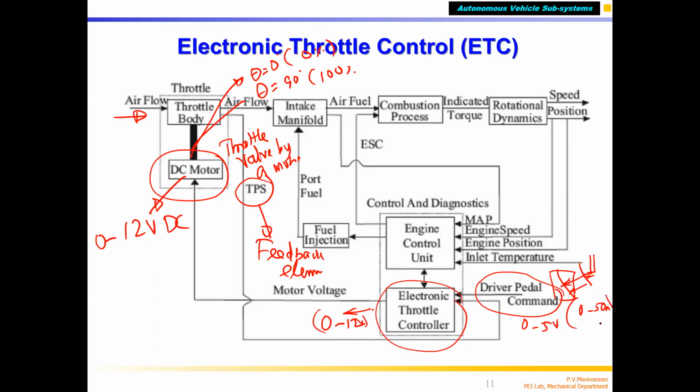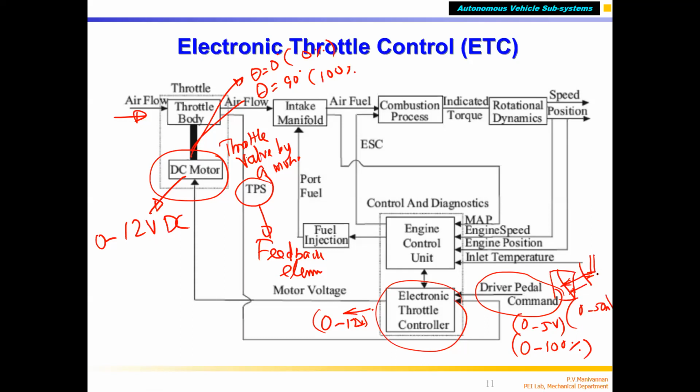So you can see that the throttle command of 0 to 5 volts is nothing but 0 to 100% throttle. Correct? The command signal is very simple. This functional diagram shows how the command structure happens. Closed loop control of electronic throttle.